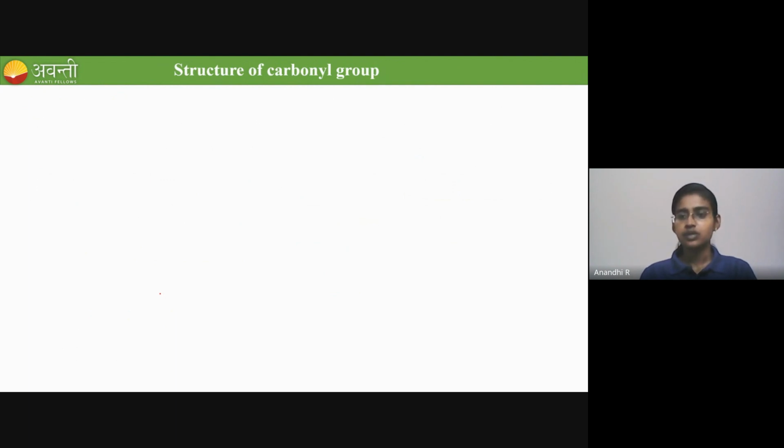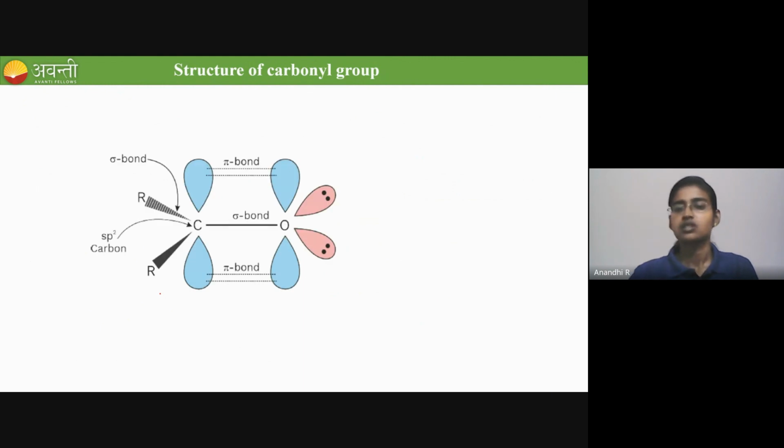And coming to the structure of the carbonyl group. So you can see the structure here. That is, we have carbon, double bond oxygen, and here R. And here also in this compound we are having R. If it is R, it is called a ketone. If it is hydrogen, it is called an aldehyde. Okay. So now we are going to study the structure of this carbonyl group.